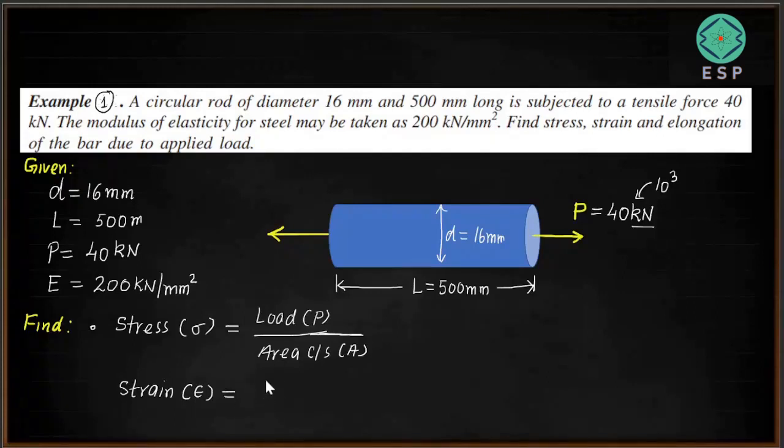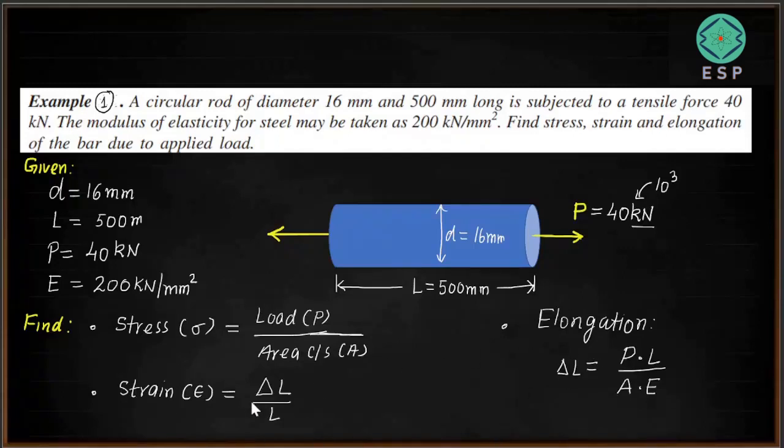So strain is nothing but change in length, that is deformation, divided by original length. And the third thing they are asking us to find is elongation, that is deformation. Elongation is nothing but delta L. As you know, we have already derived the expression for delta L. It is P times L divided by area times modulus of elasticity or Young's modulus. So these are the three things we need to find here.